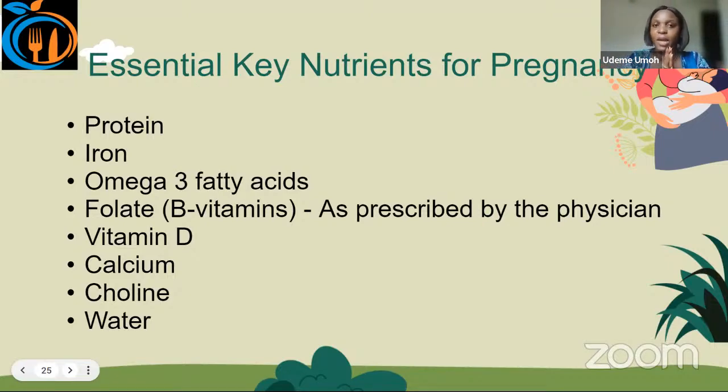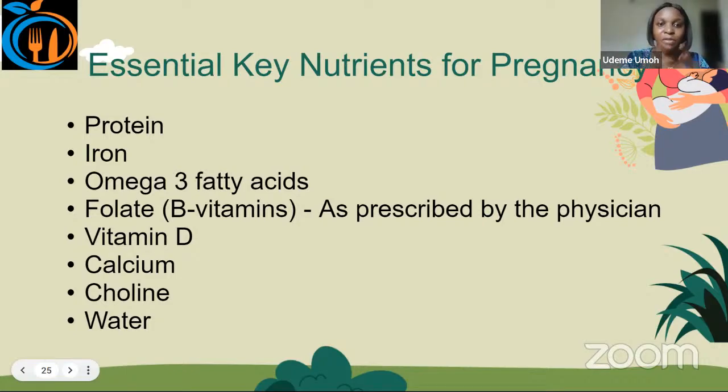And the next key nutrient that pregnant women need is omega-3 fatty acids. Now, most of these are gotten mainly from fat and oil, especially unsaturated oils, for instance, from fish, from flax seeds, from chia seeds, from seafoods generally. You can always get omega-3 fatty acids. Why is this so? It's important for their brain development.